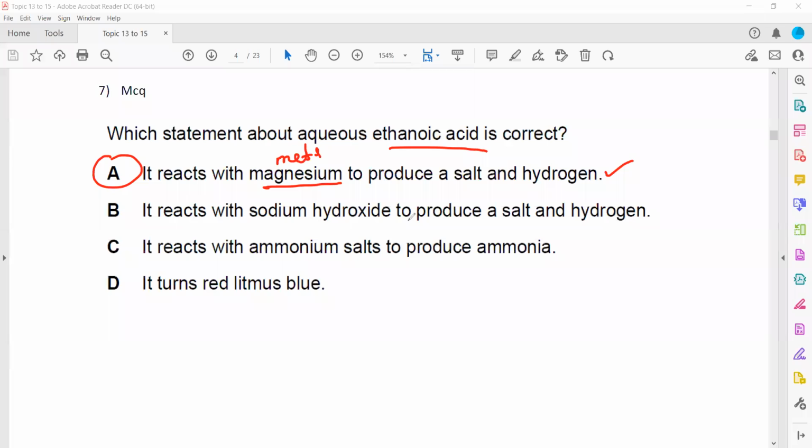Why not B? It reacts with sodium hydroxide to produce salt and hydrogen. That is wrong. When an acid reacts with a hydroxide or a base, it will produce salt and water as products. It reacts with ammonium salt to produce ammonia. That is totally wrong. This is not the characteristic of an acid. This is a characteristic of an alkali. An alkali, like sodium hydroxide or potassium hydroxide, in the presence of ammonium ion, gives off ammonia gas. And red litmus will turn blue. That is also wrong. Blue litmus will turn red when we have an acid, not red to blue. So option A is the right answer for this.